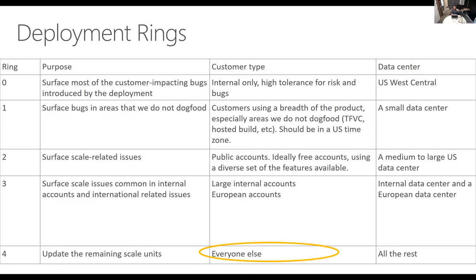And I'd say every sprint without fail, we will find bugs in ring zero. Every deployment of a sprint payload, usually two or three, and we'll fix them. And then we'll roll to ring one, and sometimes we'll find a bug there, and we'll fix it, and then we'll roll to ring two. And this is just the way you do the deployment.